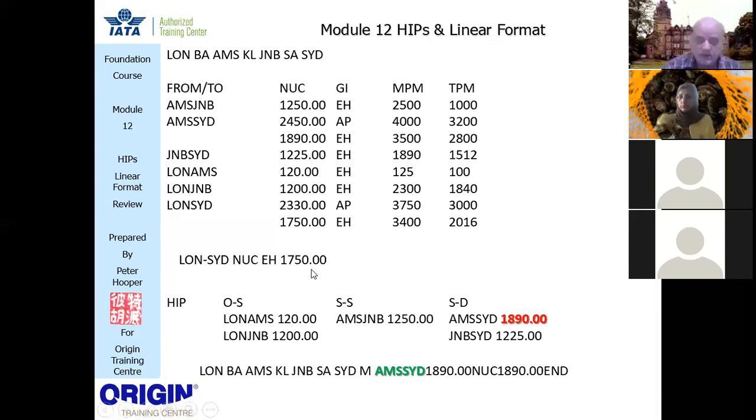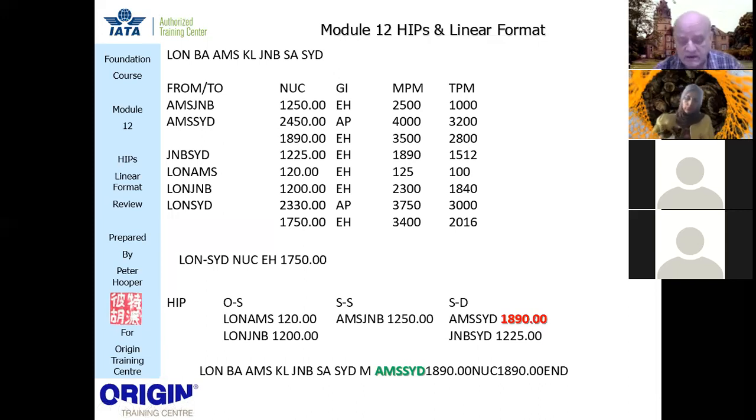Then I check the stopover cities to the destination. So OS, SS, SD. Amsterdam to Sydney, EH, I know it's EH because I've already checked, is 1890. And 1890 is higher than this, isn't it? Yes, of course. Johannesburg 1225, no, that's lower. So I have got an HIP, and that's the fare I'm going to charge. Okay, that's my final fare.